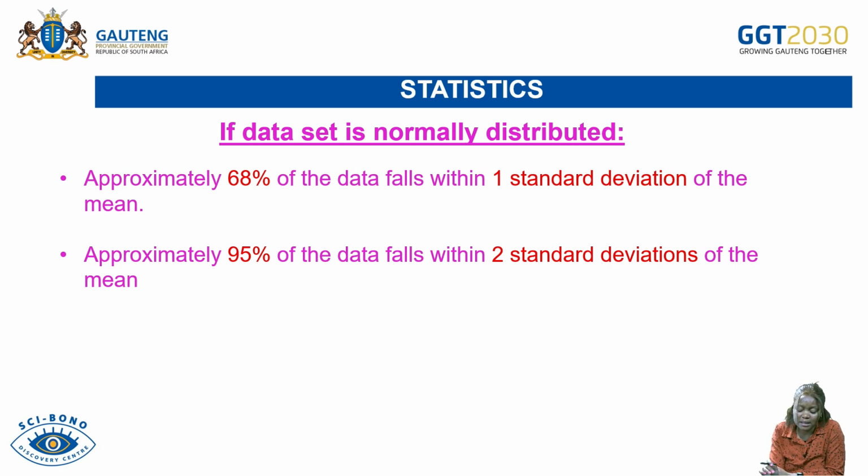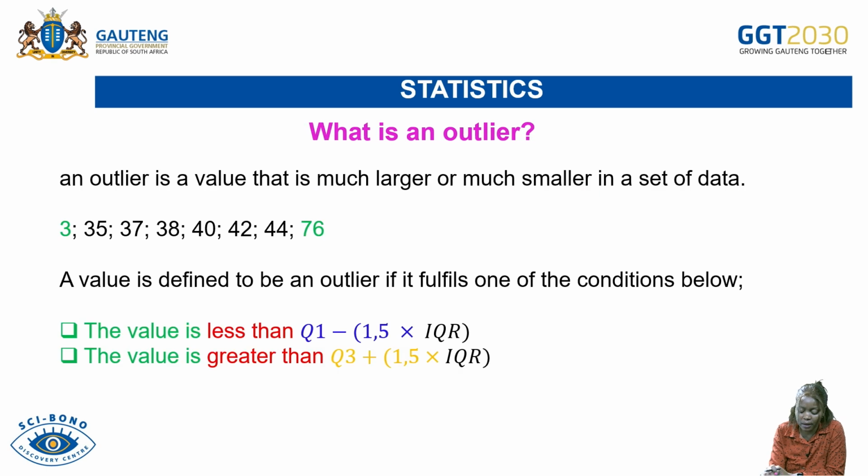If a data set is normally distributed, approximately 68% of the data falls within one standard deviation of the mean, and approximately 95% of the data falls within 2 standard deviations of the mean. Okay, let's quickly move to outliers. I'll just do one example that is going to include the symmetrical and also your skewed data and your outlier.